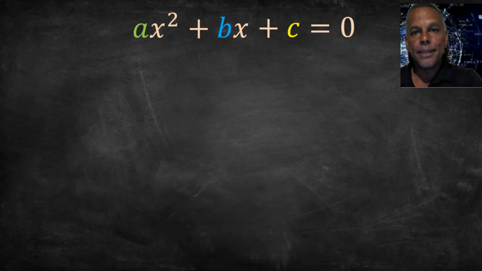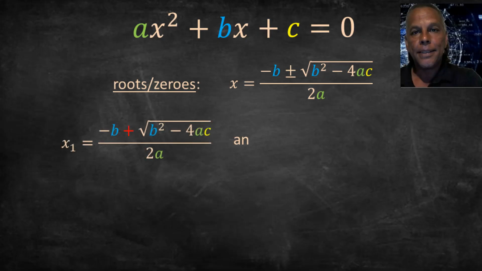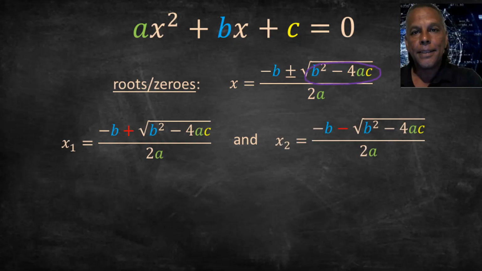We know that any quadratic equation can be written in the form ax squared plus bx plus c equals 0. We can find the roots or the zeros of a quadratic equation by using the quadratic formula. So our roots could be x1 and x2 respectively. The terms under the square root in the quadratic formula are known as delta or the discriminant.